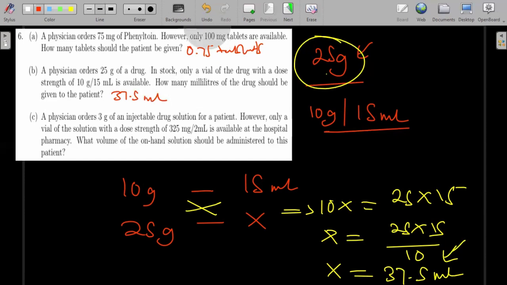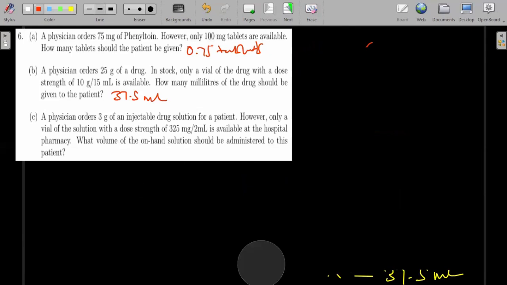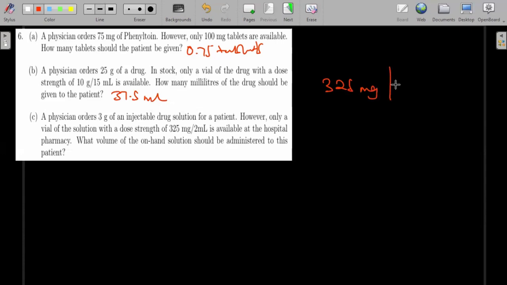Now let's look at the third one, still using ratios and proportions. They're saying this physician now orders 3 grams of an injectable drug solution for a patient. However, only a vial of a solution with a dose strength of 325 milligrams per 2 milliliters is available at the hospital pharmacy. What volume of the on-hand solution should be administered to this patient? We do the same as we did here. They are saying if they have 325 milligrams, then they need 2 milliliters.